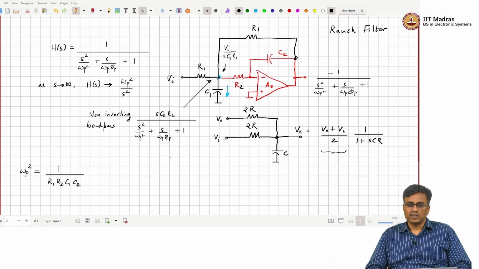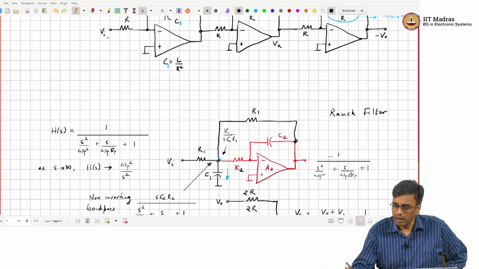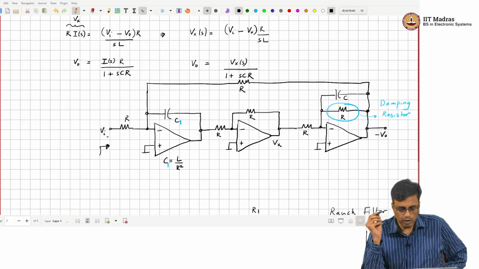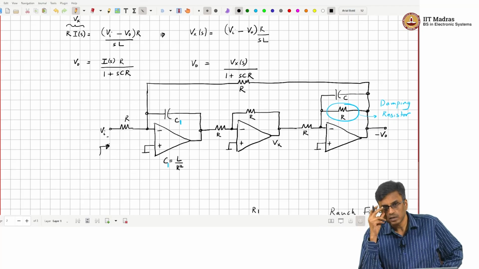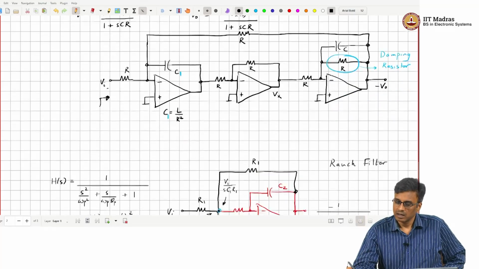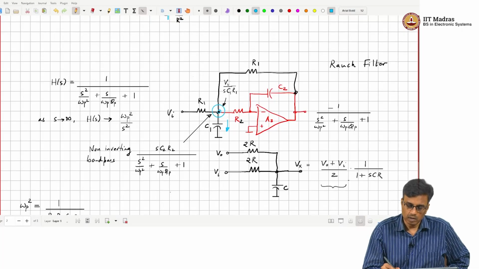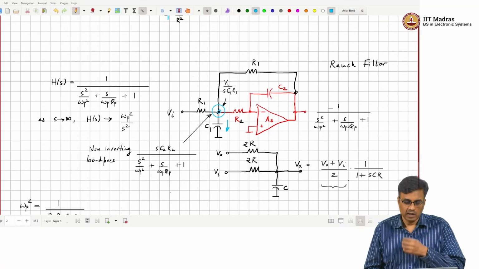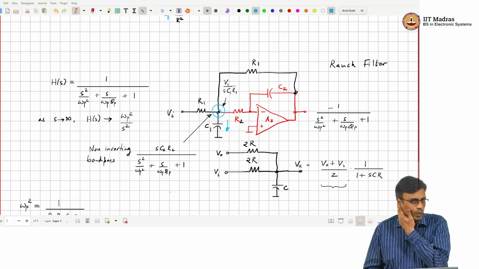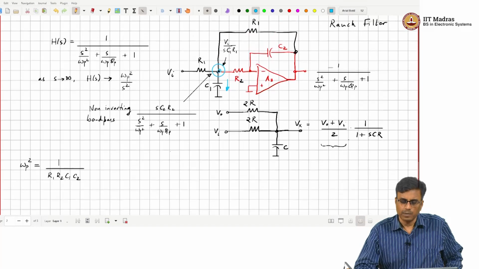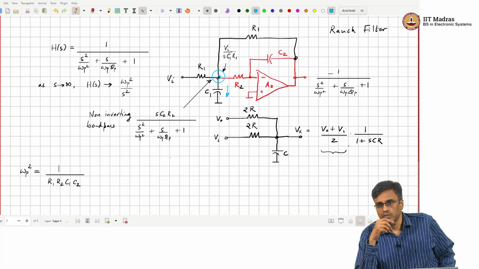Further, in the active RC circuit with 3 op amps, the input impedance presented to the source was simply R. Here, unfortunately, this node is not a virtual ground, so the input impedance is not really R1, it is something else. But that is the price you pay for reduced components.